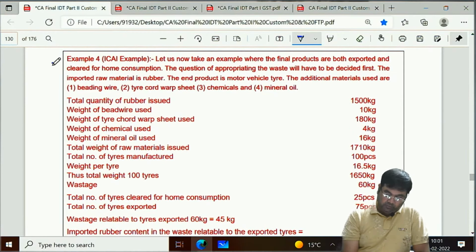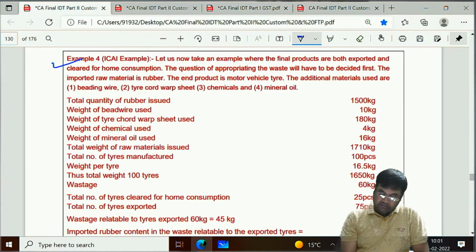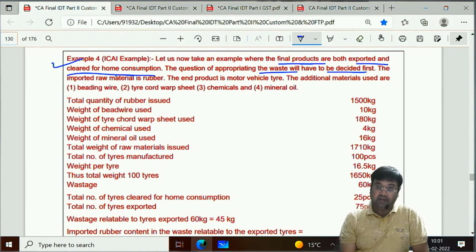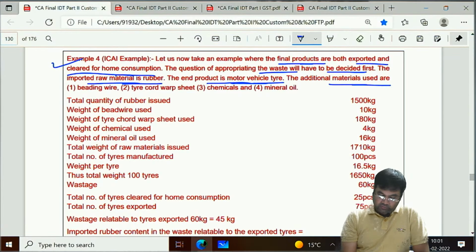Another example, example 4. Let us now take an example where the final products are both exported and cleared for home consumption. The question of appropriating the waste will have to be decided first. The imported raw material is rubber. The end product is motor vehicle tire. The additional materials used are bead wire, tire cord warp sheet, chemicals and mineral oil.